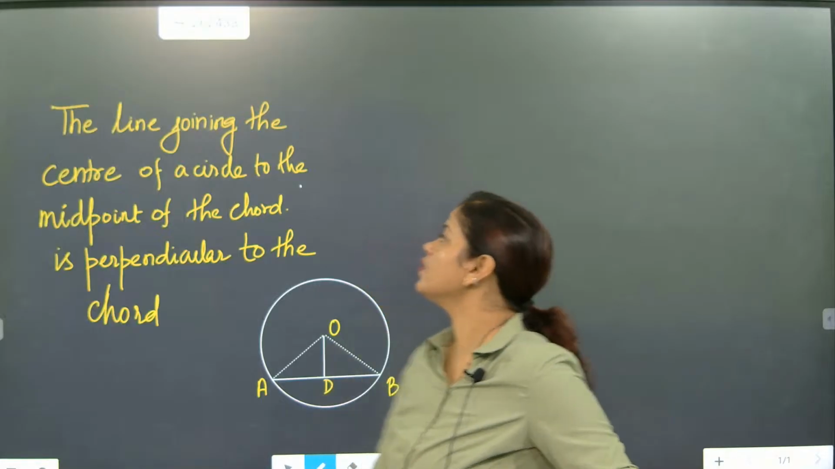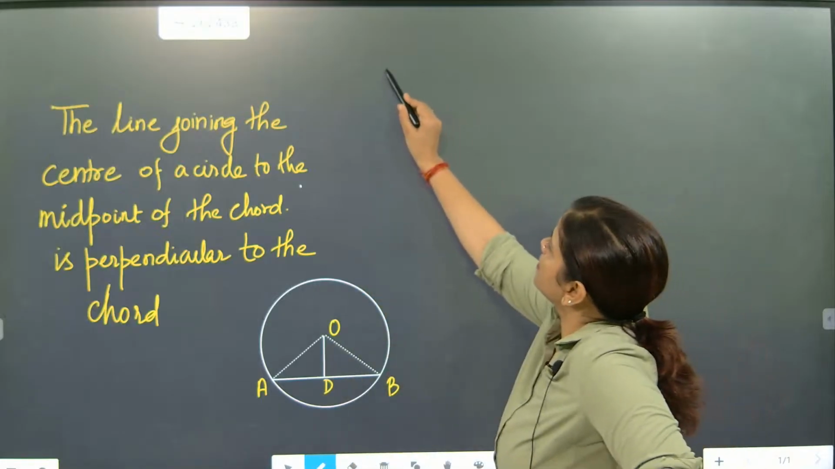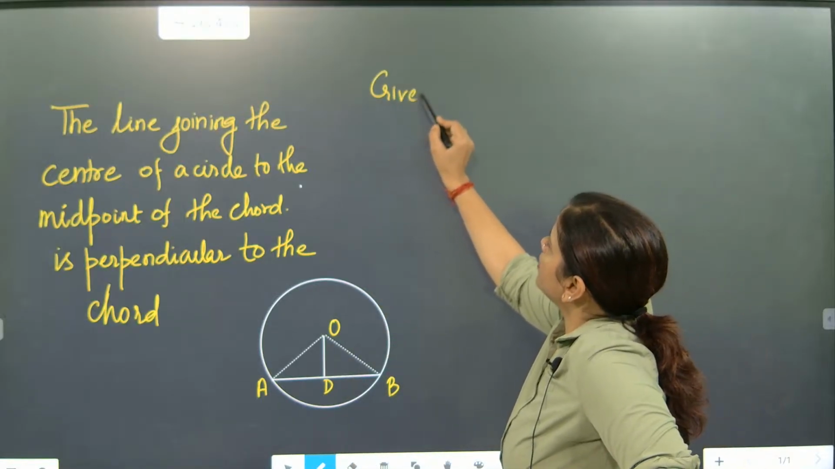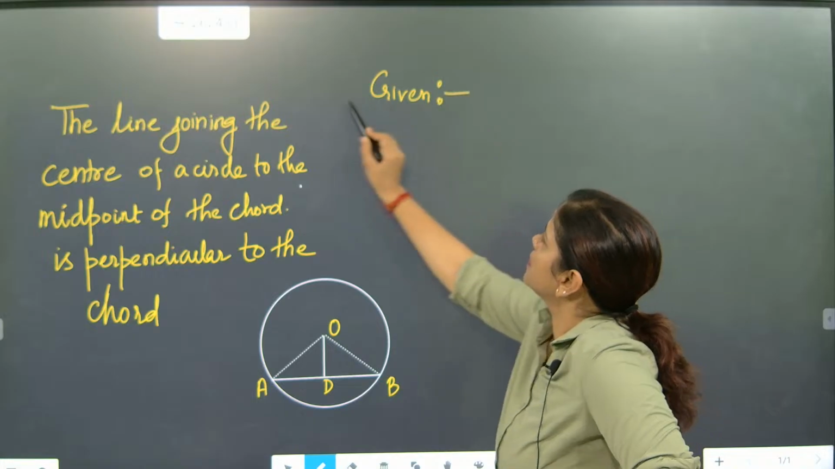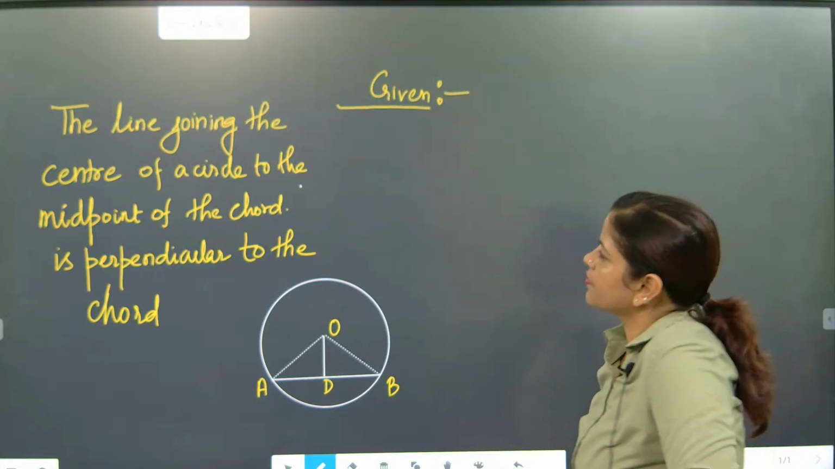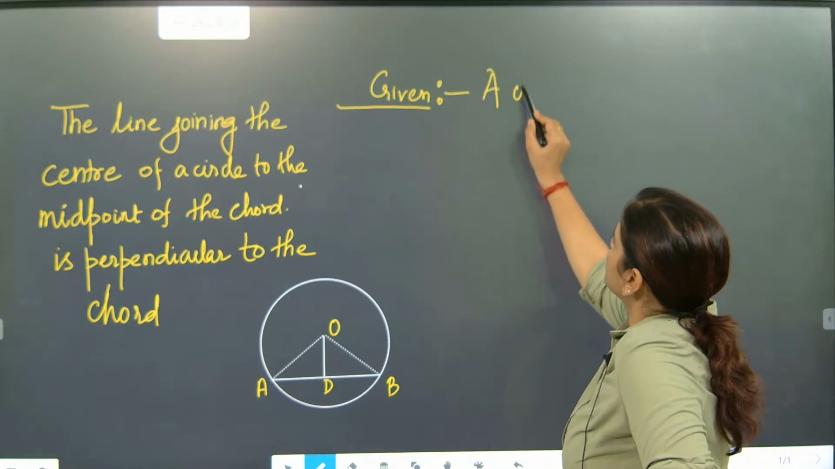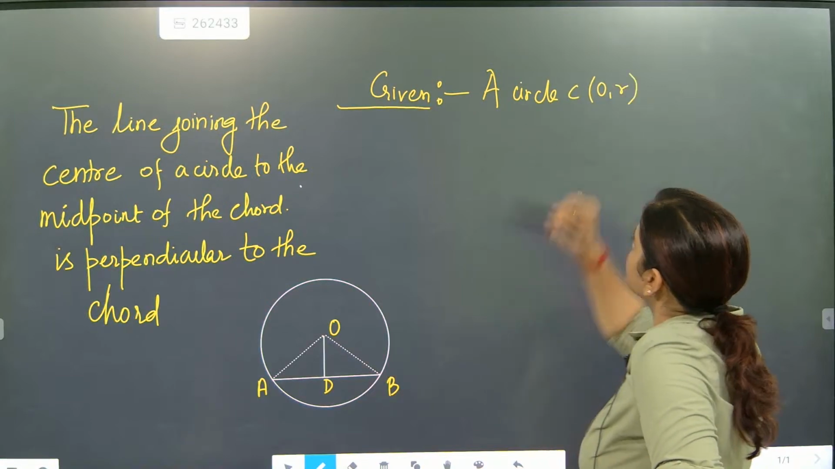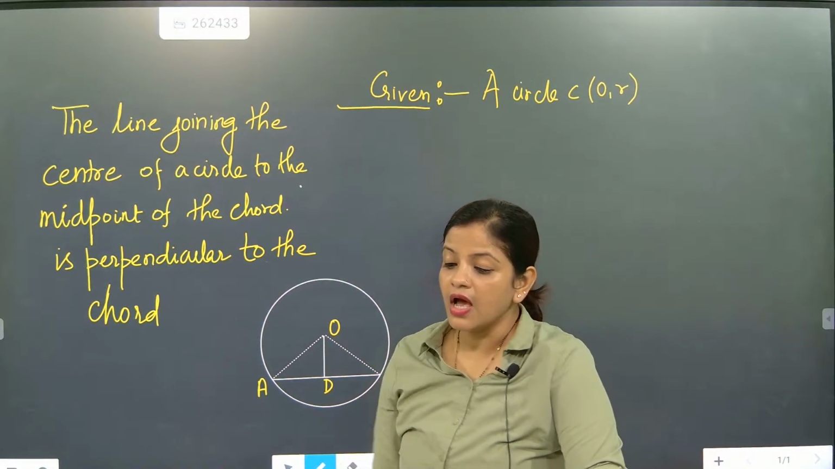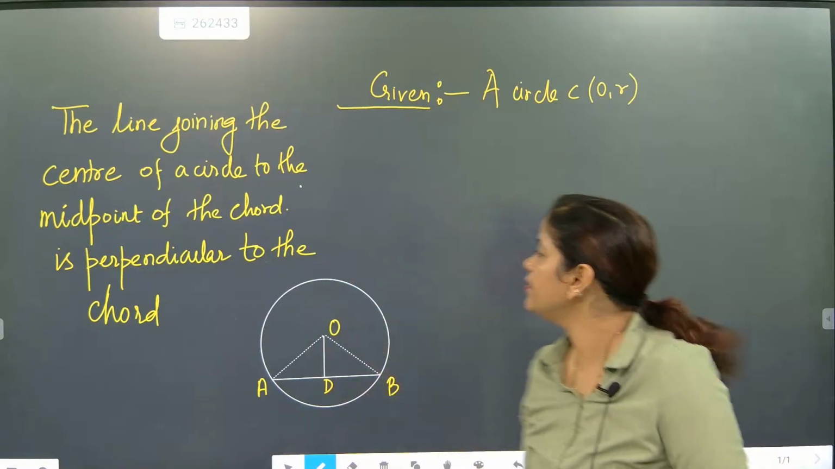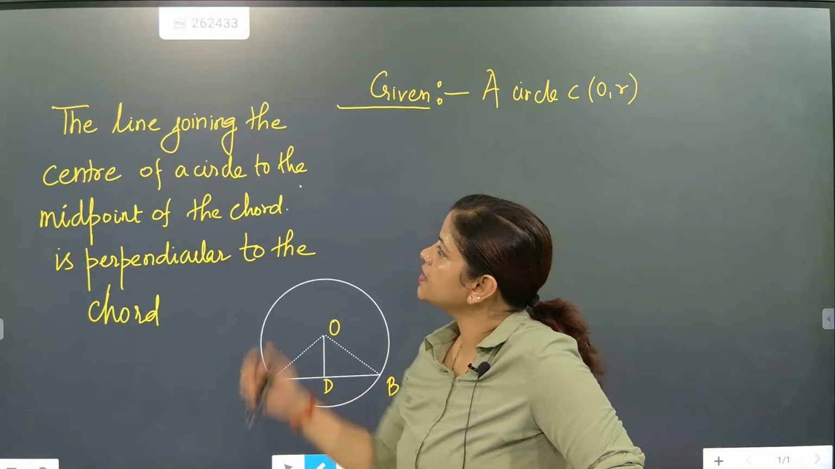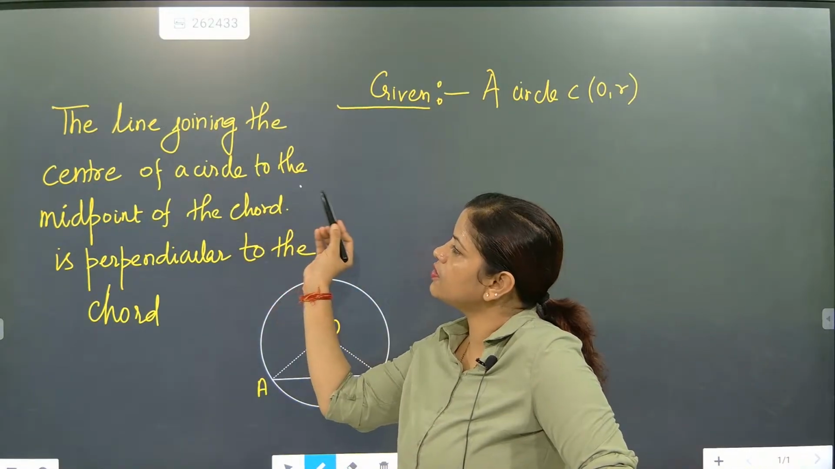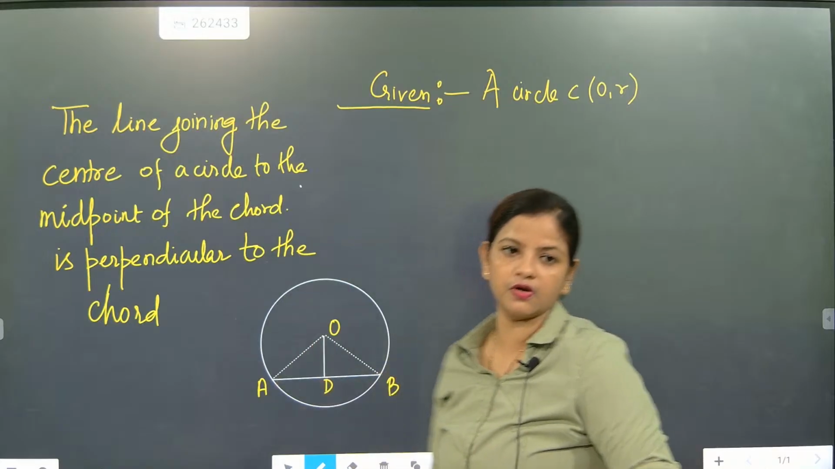Now what are we going to write? What is given to you? A circle with center O and radius R is given. After that, what is the next point? The next point is a line joining from the center of the circle to the midpoint of the chord.